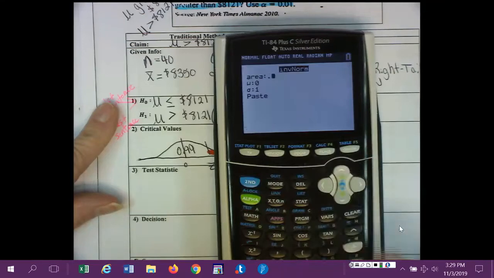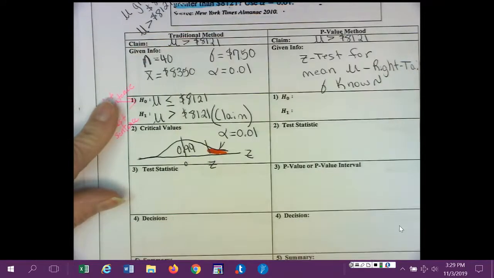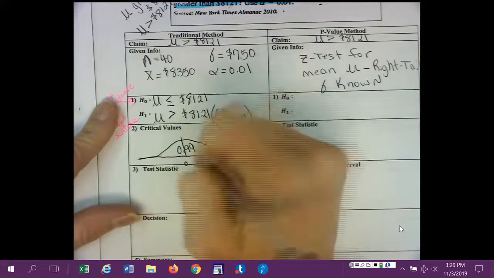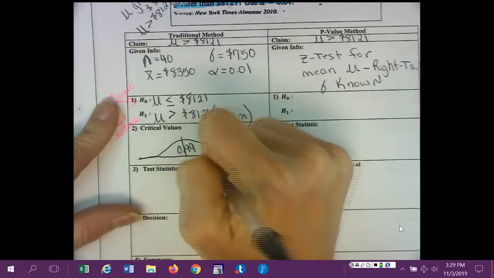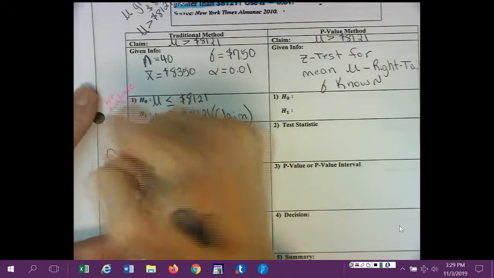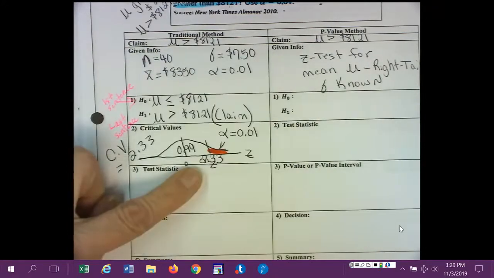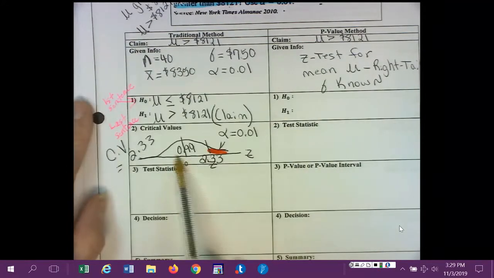Put in 0.99 and you get 2.33. That is going to be called your critical value. So I would like to put it here on the axis, 2.33. And a lot of times CV is equal to 2.33. This critical value is so important because it marks the non-shaded region from the shaded region.